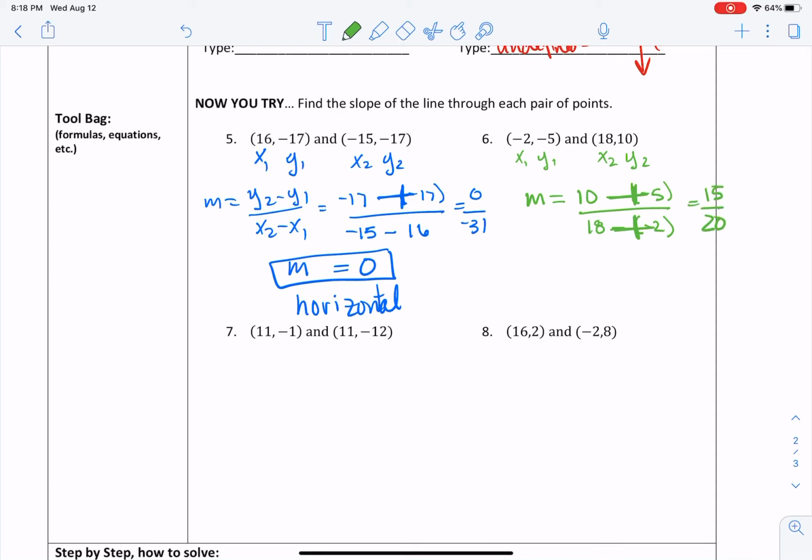What can I divide 15 and 20 by? Has to be the same number. I can divide them both by 5. 15 divided by 5 is 3, and 20 divided by 5 is 4. That is positive slope. How do I know it's positive? The sign right there that isn't written tells me that it's positive.